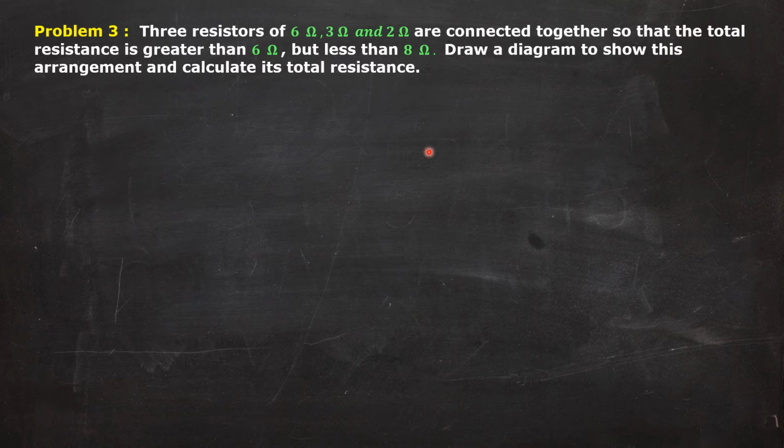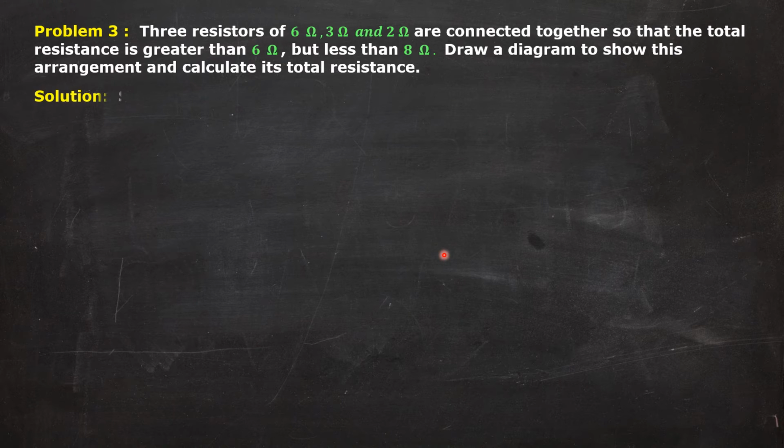See here, we have been given 3 resistors and we have to connect them in a combination of series and parallel so that the total resistance must be greater than 6 ohms and less than 8 ohms. So we have to draw a diagram to show this arrangement and calculate the total resistance.